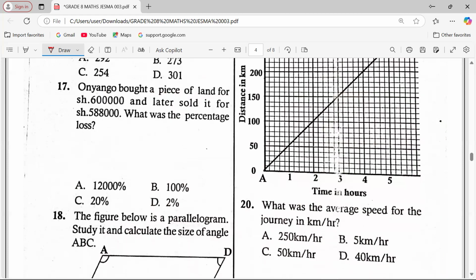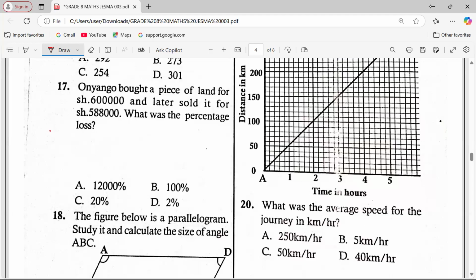17. Onyango bought a piece of land for 600,000 and later sold it for 508,000 Kenya shillings. What was the percentage loss? Percentage loss is usually given by loss divided by the buying price. Then we express it as a percentage by multiplying by 100. So 600,000, we subtract 588,000. This gives us 12,000.